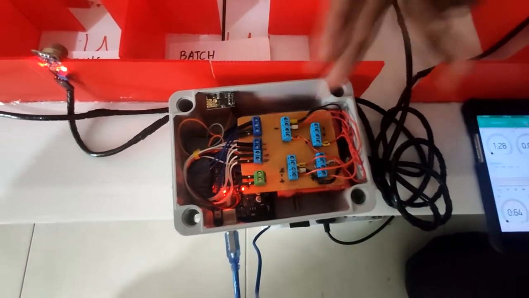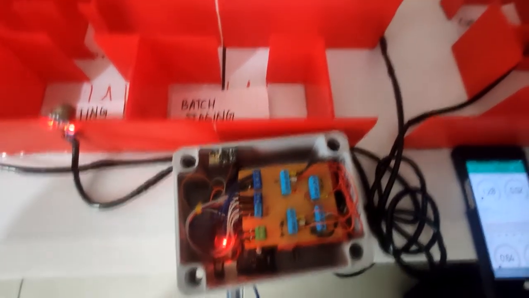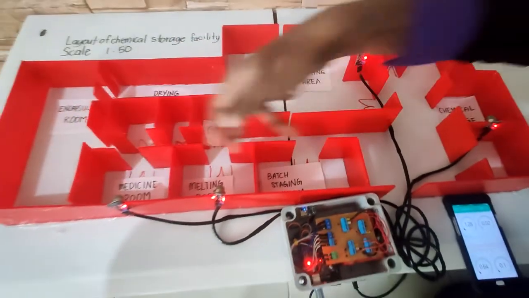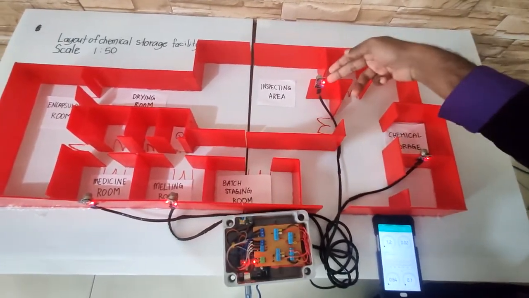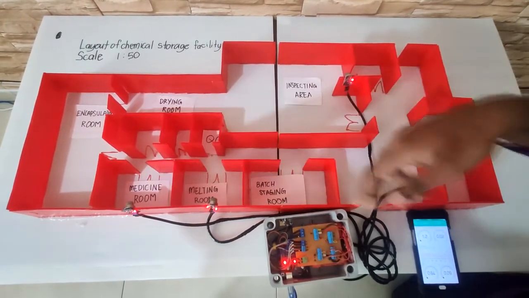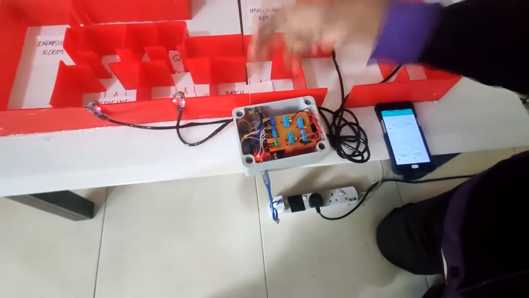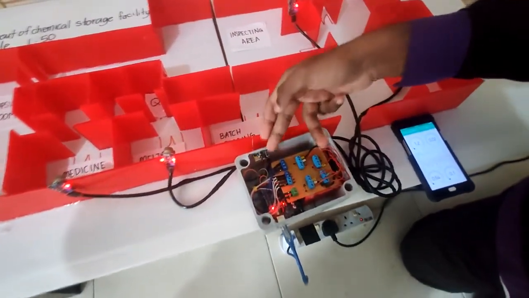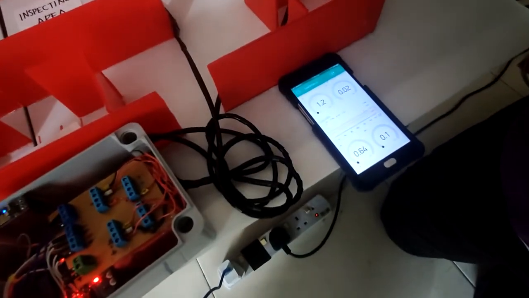And then from this PCB I have connected to my sensors. So this is MQ135, MQ6, MQ4 and MQ8 sensors. As I turn on the sensor, it will connect to the Blynk server, and this is my Blynk server application.